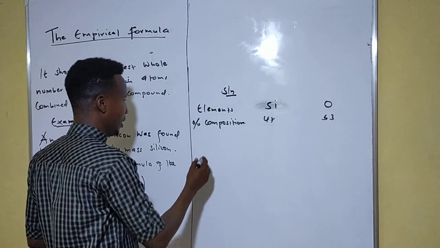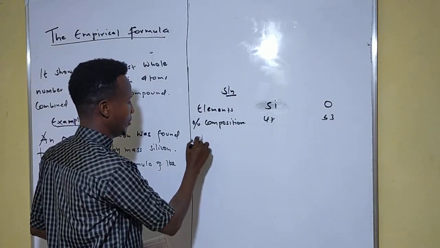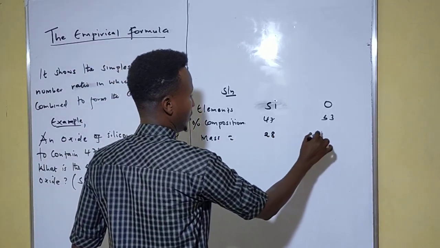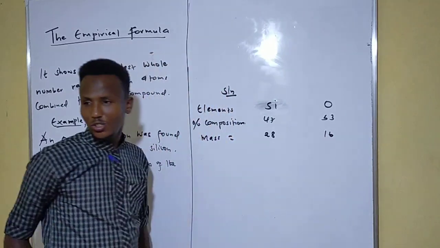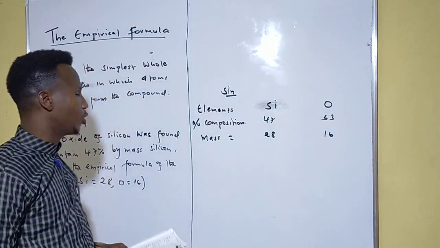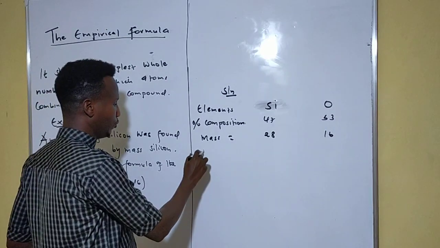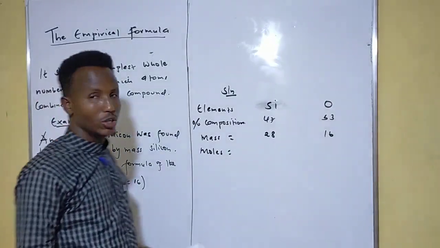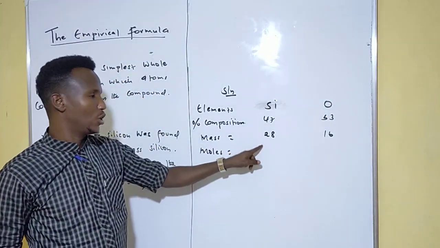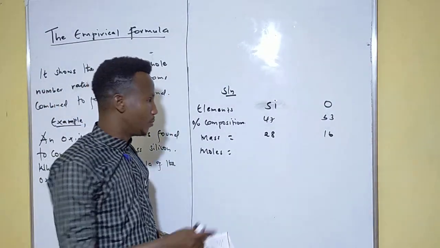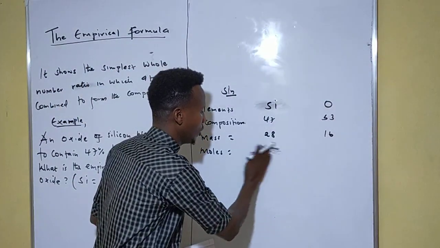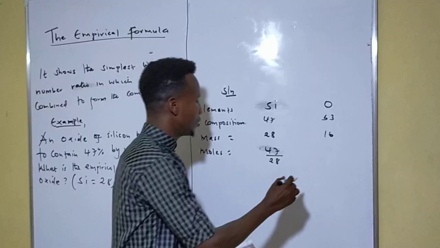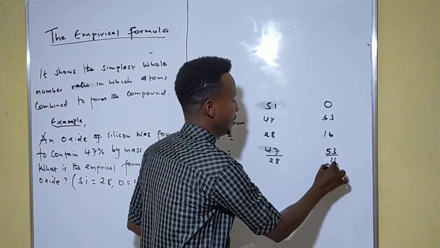So we're going to use the mass here, 28 and 16, to get the number of moles. To get the moles, we divide the percentage by the atomic mass. So we say 47 divided by 28, and here also 53 divided by 16.